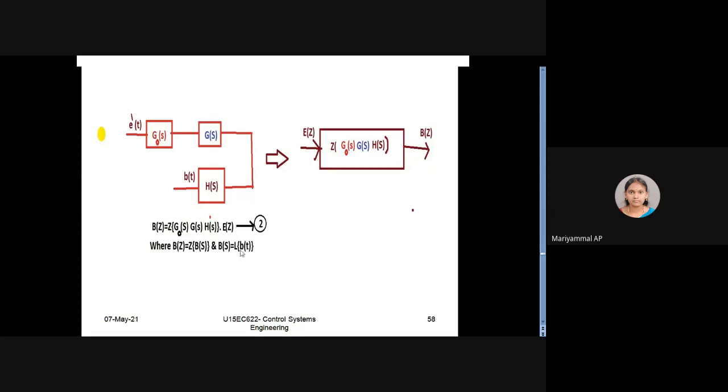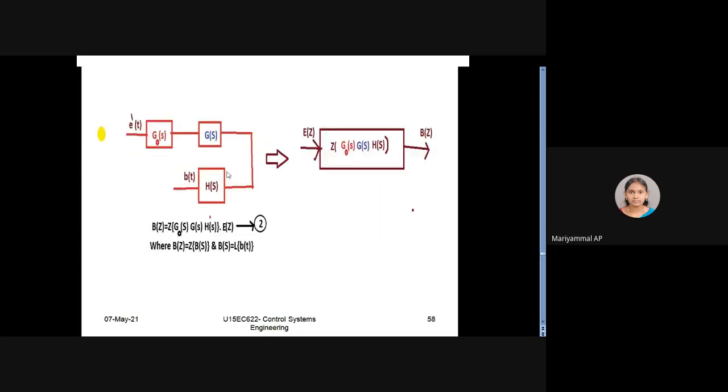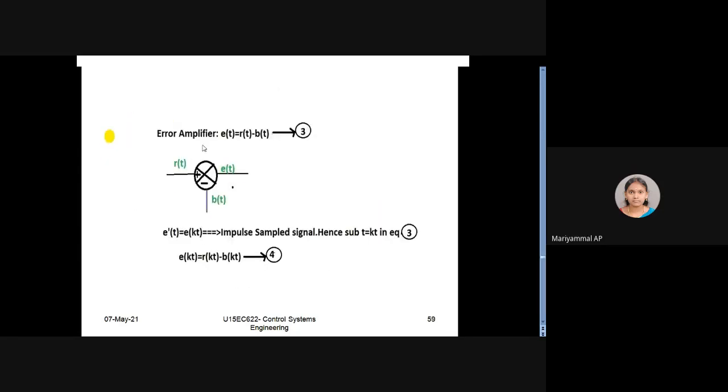First, you are converting your time domain into the S domain, then S domain to the Z transform. So that is the mathematical representation here. Then my third part in the diagram: I simplified that forward path and that feedback path also. Then only one block is there, that is the summing point. So I'm going to simplify the summing point with the error amplifier.